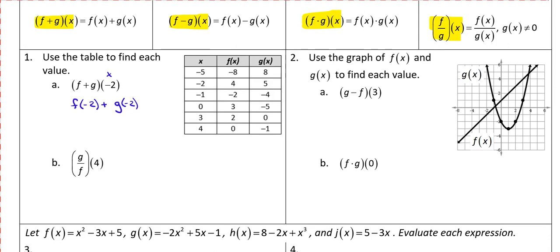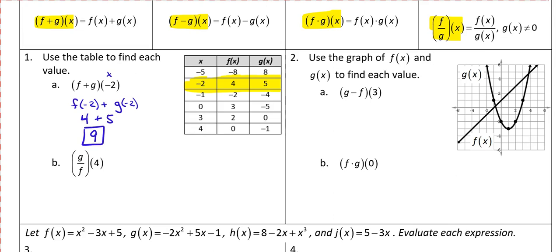So f of -2, again, -2 is an x value. So we can see that f of -2 is simply 4. And then we can see that g of -2 is 5. So in effect, we're using that entire row right there. So 4 plus 5. Now that we have those y values, we can add them together and we get the value 9. So f plus g, sorry, of -2 is 9.